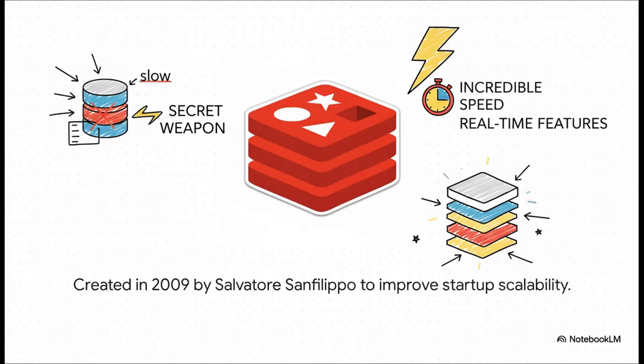And it's got a pretty cool origin story, actually. It was created back in 2009 by Salvatore Sanfilippo. He wasn't trying to build the next big database company. He was just a frustrated developer whose startup was hitting a wall with database performance. So he basically said, you know what, I'll build a better way myself. And so Redis was born.